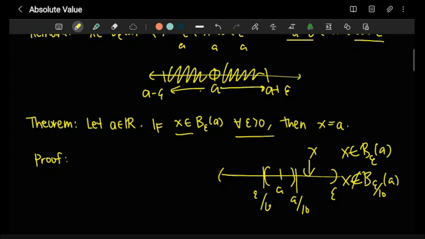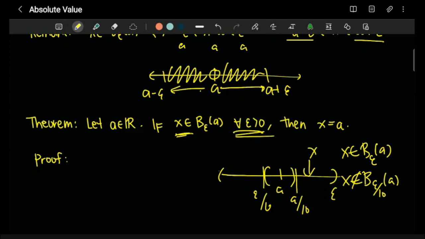Every time you make your neighborhood smaller, points are removed. So it's possible that there's an x that is in the neighborhood at first but is gone eventually. But if for every epsilon you take, that x is persistently in your neighborhood, persistently, there is only one scenario. Meaning, that is A itself. So that's the trivial case.